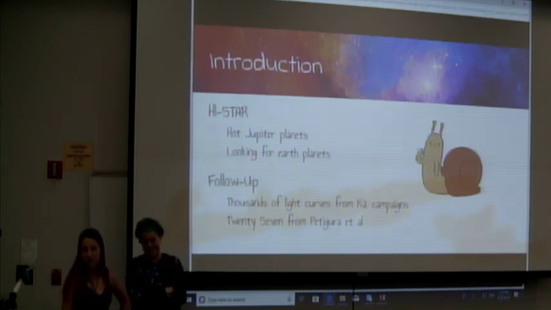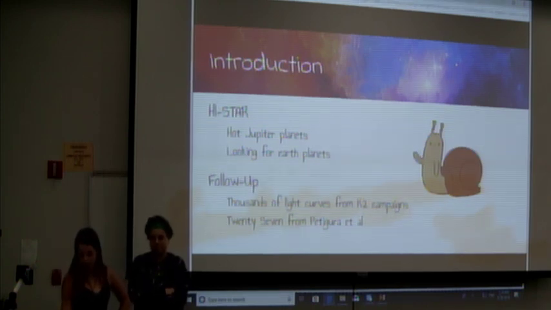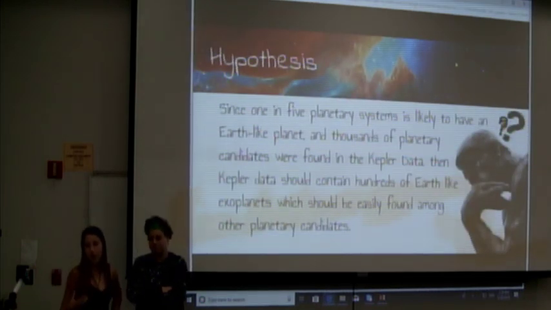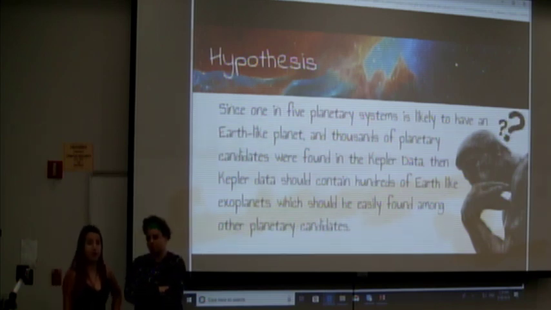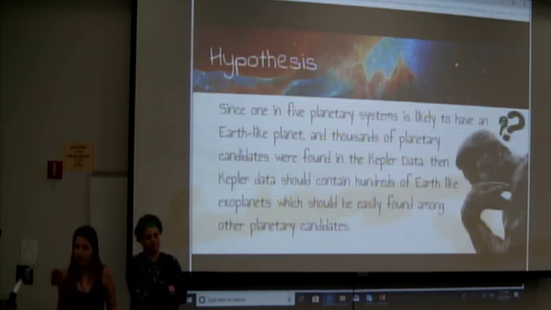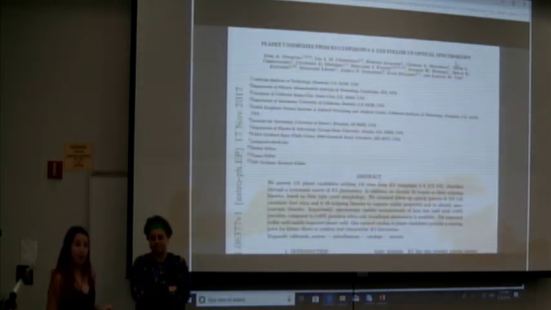I looked at thousands of light curves for multiple K2 campaigns, and I finally settled on 27 from a paper by Pettigrew et al. My hypothesis was that since 1 in 5 planetary systems is likely to have an Earth-like planet, and thousands of planetary candidates were found in the Kepler data, then the Kepler data should contain Earth-like planets, hundreds of them, which should be easy to find among planetary candidates. This is the paper, Pettigrew et al. It was a nice read.